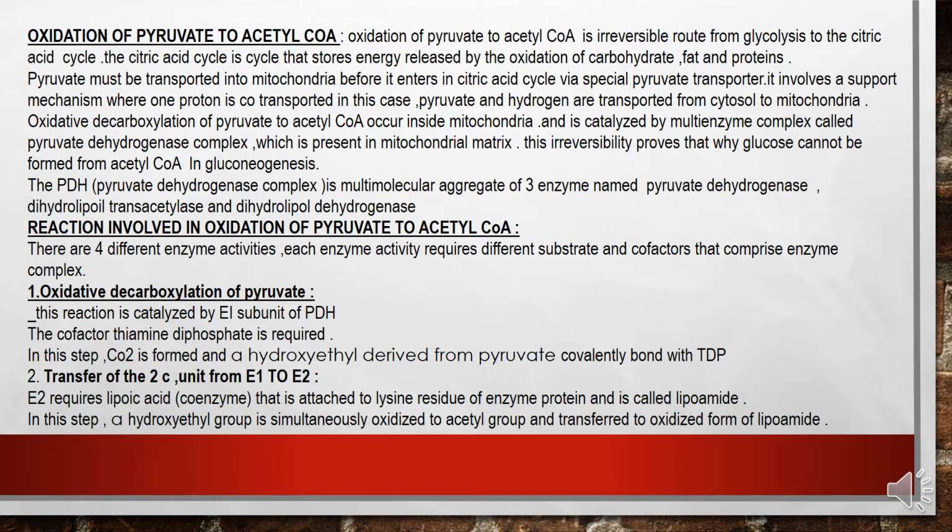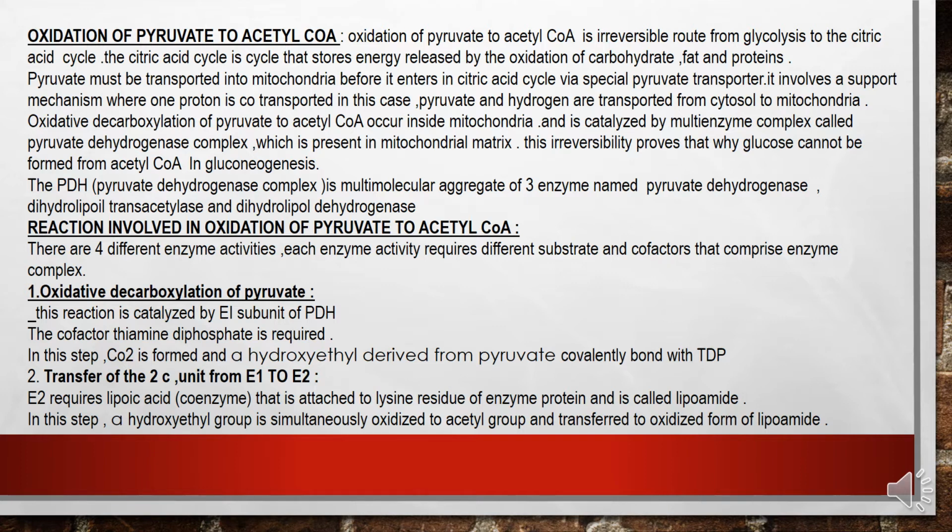The reaction involved in the oxidation of pyruvate to acetyl coenzyme A has four different enzyme activities. Each enzyme activity requires a different substrate and cofactor that comprise the enzyme complex. First, oxidative decarboxylation of pyruvate. This reaction is catalyzed by the E1 subunit of PDH. The cofactor thiamine diphosphate is required. In this step, carbon dioxide is formed and a hydroxyethyl group derived from pyruvate is covalently bound with TDP.